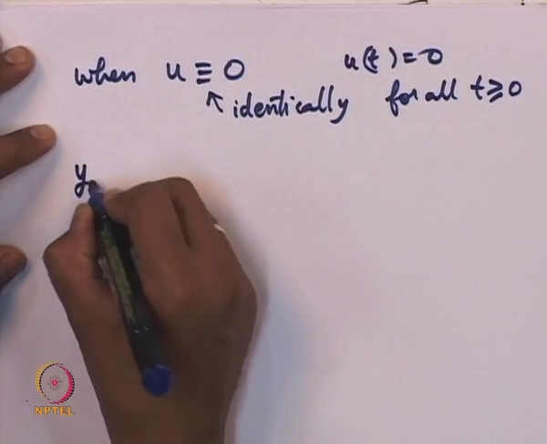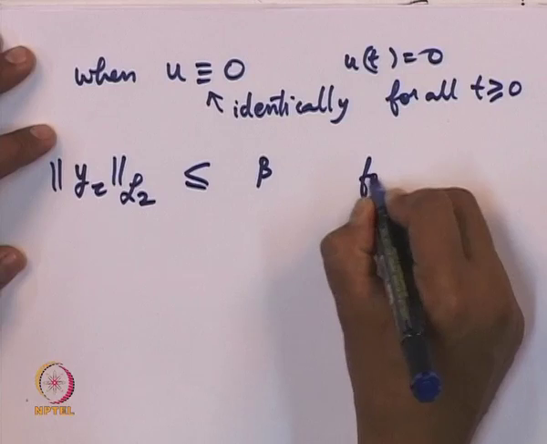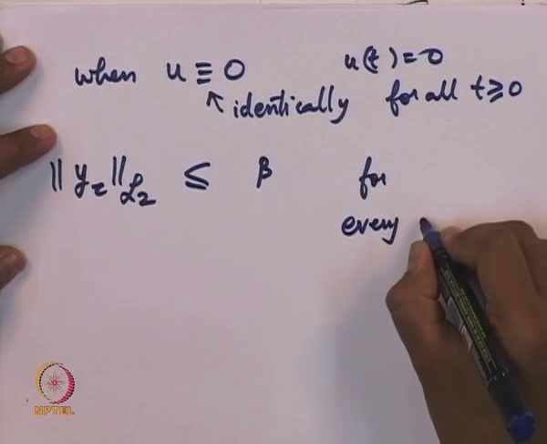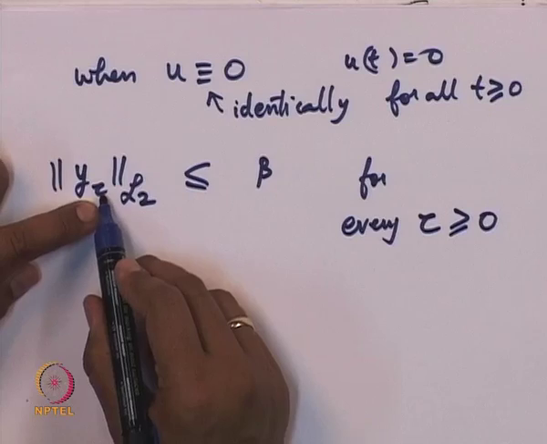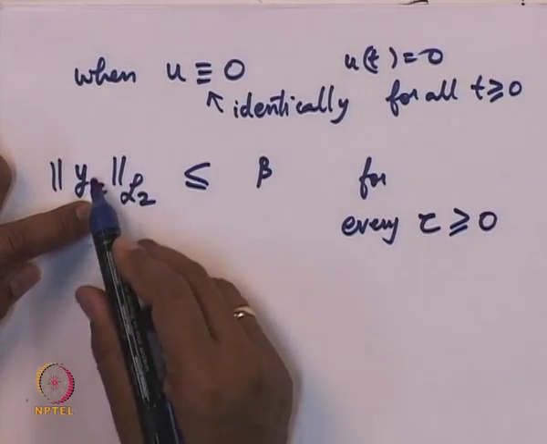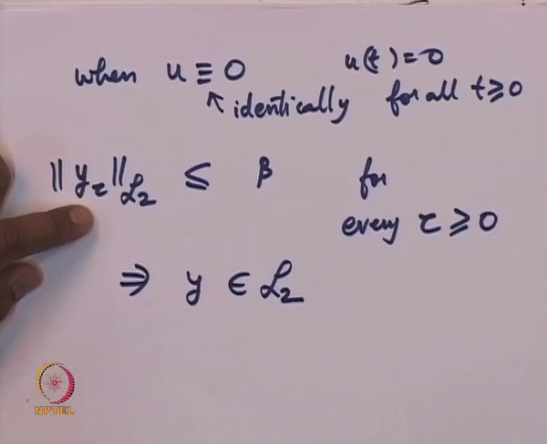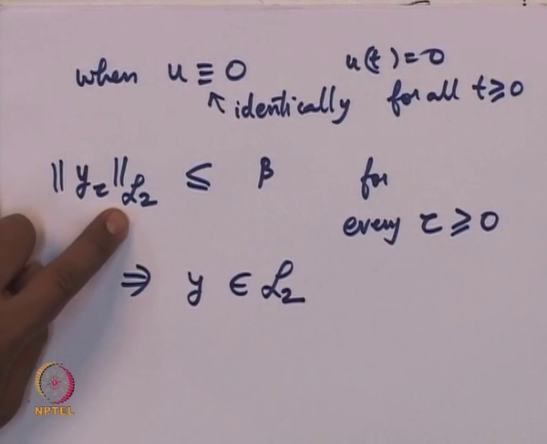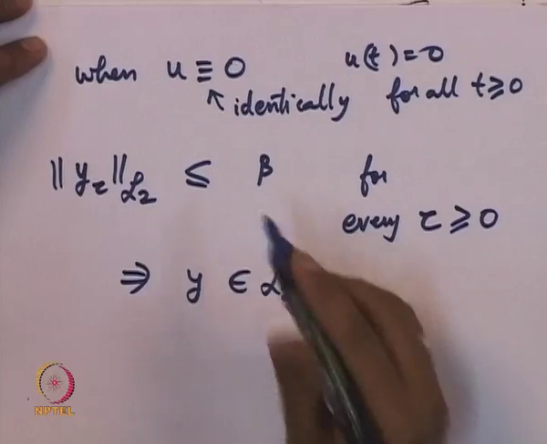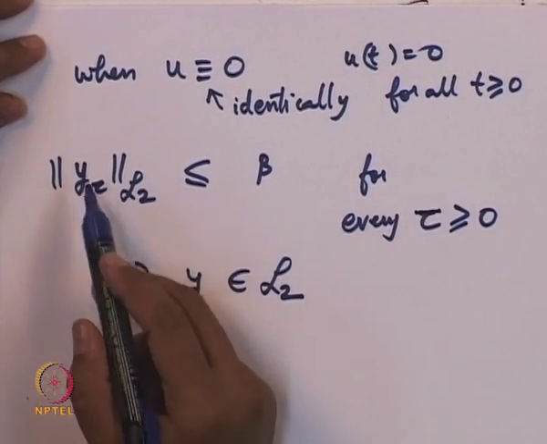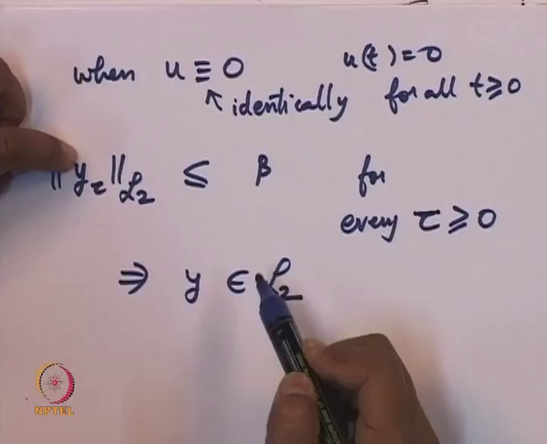Then what this says is the L2 norm of y chopped at tau is less than or equal to beta, for there is no u anyway, for every tau. So in particular you can make this tau very large, for every positive tau you can make this tau tend to infinity and still it will be bounded. So this implies that y itself is in L2. Why? Because for every tau the chopped version is bounded by some number beta, and beta itself is not allowed to depend on the tau, and hence this L2 norm of the chopped y is independent of the tau, and hence y itself has to be in L2.